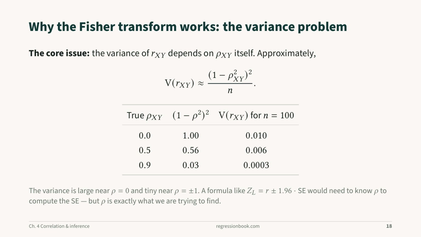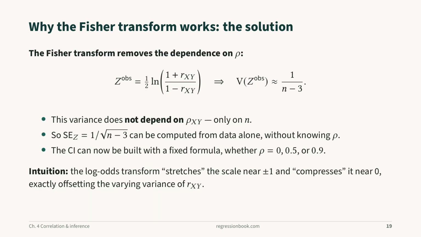Why is the transform necessary? Because the variance of the raw sample correlation depends on the truth itself, approximately 1 minus the squared true correlation, all squared, over n. The table shows the trap. At a true value of 0, the variance for 100 observations is 0.01. At 0.9, it collapses to 3/10,000ths. A naive interval would need the true correlation to compute its own standard error, and that is precisely what we do not know. The transform removes the dependence.